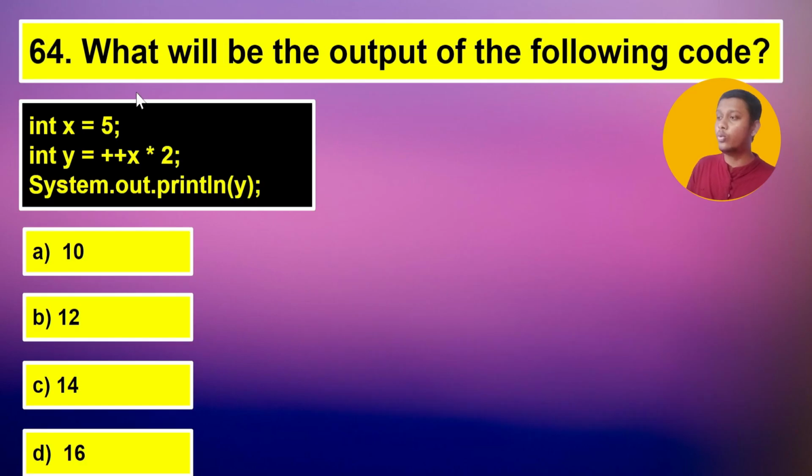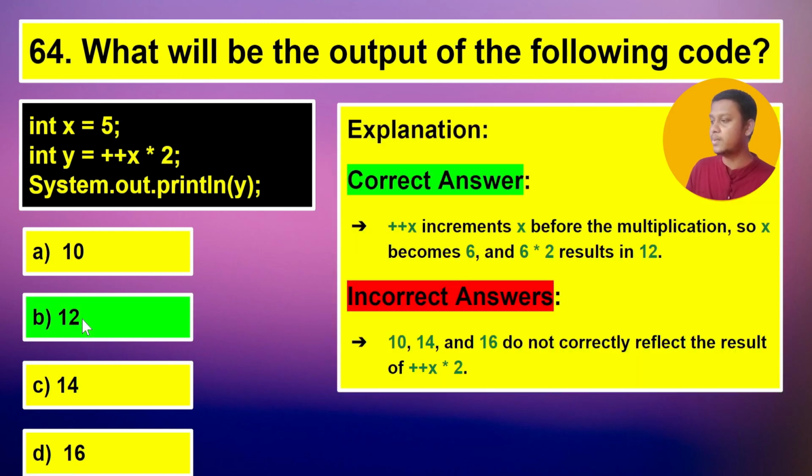Our next question is, what will be the output of the following code? int x = 5, int y = ++x * 2, and in the last statement we are simply printing y. So here we have options like 10, 12, 14 and 16. Let's try to solve it. So x = 5, and here y = ++x means x is using a pre-increment operator. So here x value will be increased to 6, and 6 * 2 = 12. So here the correct answer will be option B, 12.